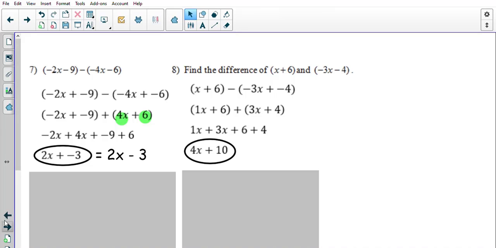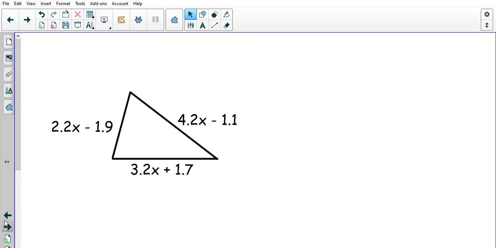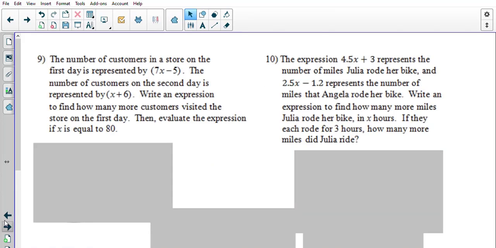All right, numbers 9 and 10. If I remember correctly, there's a question like numbers 9 and 10 that are on your test. So let's slide this ahead, and then I'll go back to some independent practice that I want you to try before we finish up the video as well, just to practice with subtracting linear expressions.